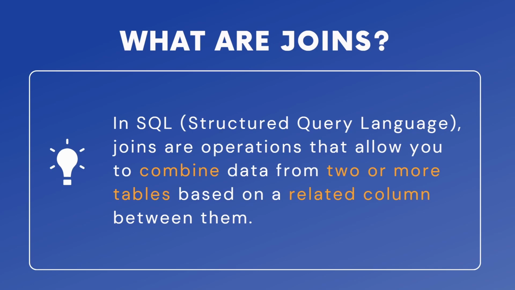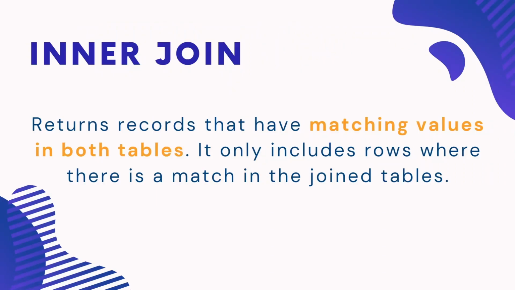So what are joins? In SQL, joins are operations that allow you to combine data from two or more tables based on a related column between them. An inner join in SQL is a type of join that returns only the rows from two or more tables where there is a match based on a related column between the tables. It is one of the most commonly used joins in SQL and is essential for combining data from multiple tables in a relational database. Now, let's look at an example to understand it better.